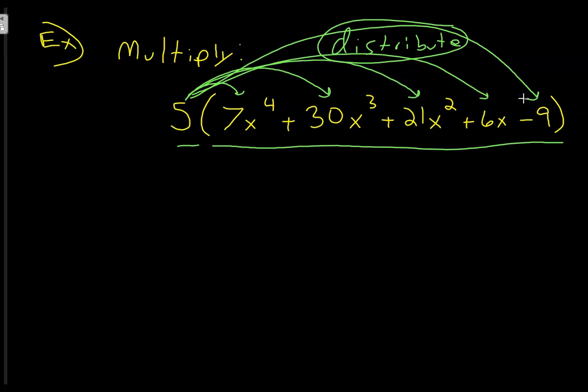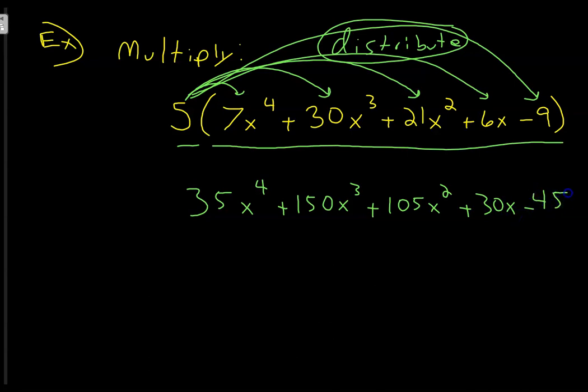So we're giving each term a multiplication of 5. So this becomes 35 x to the fourth plus 150 x to the third plus 105 x to the second plus 30 x subtract 45. So I've distributed or multiplied 5 to each term that is within the parentheses that's been connected to 5. So that's how we distribute. And that's how we can multiply 5 to each one of those terms. I'll copy the answer and pause the video.